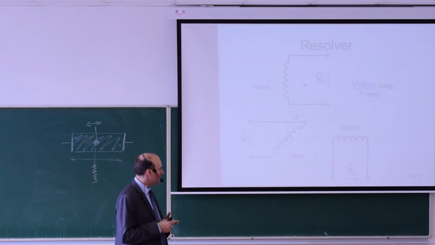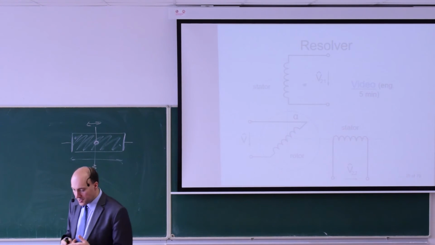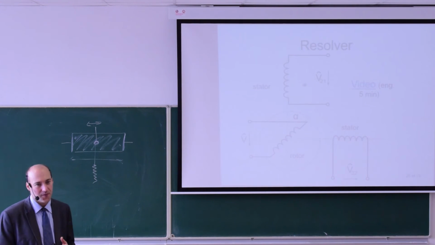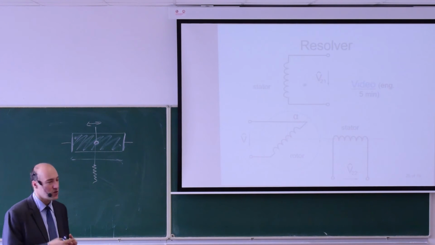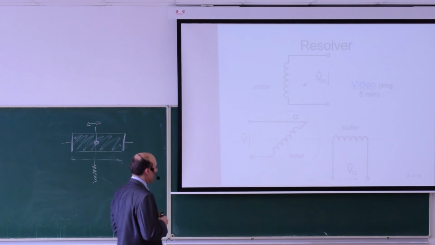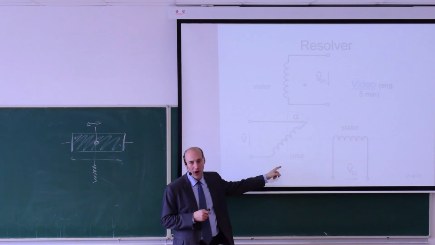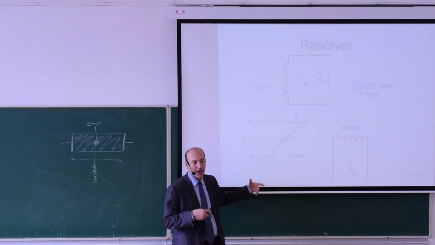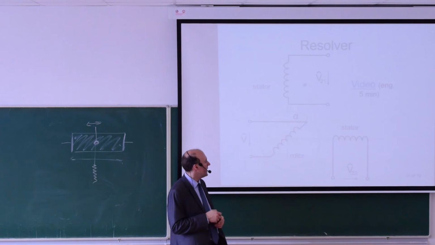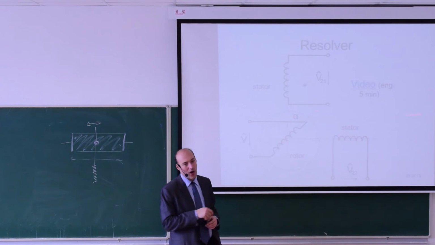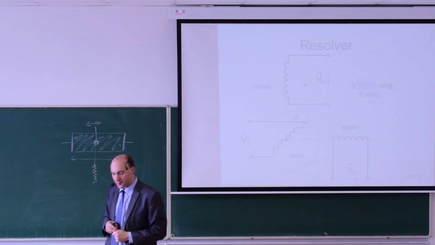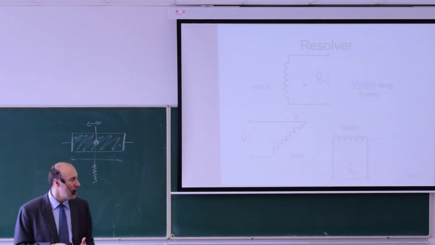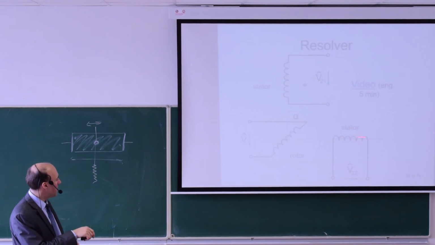The similarity between a resolver and an LVDT is in the number of windings. A resolver also uses 3 windings. One winding is called the rotor winding and is attached to the shaft that you want to measure in an electric machine, for example. And then you have 2 stator windings. The stator windings are aligned perpendicular to each other. So here this is 90 degrees.